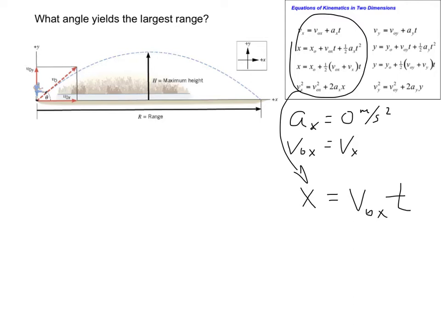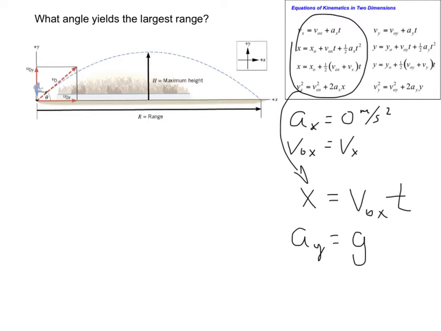Now also in the y dimension, we know that in projectile motion, the acceleration in the y dimension will be simply g, or the acceleration due to gravity, negative 9.8 meters per second squared. Now because there is acceleration in the y direction, all four of our y kinematic equations will still be applicable in this situation.